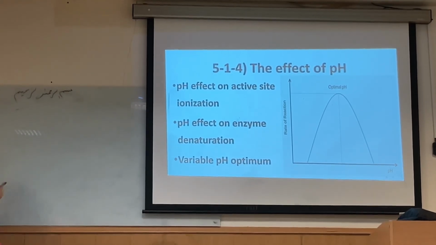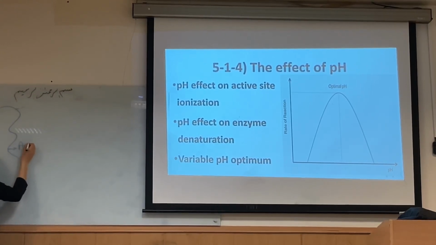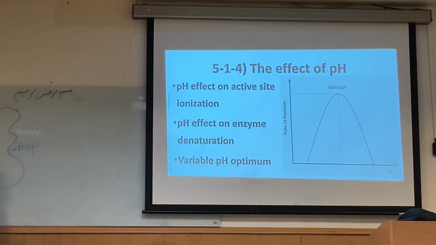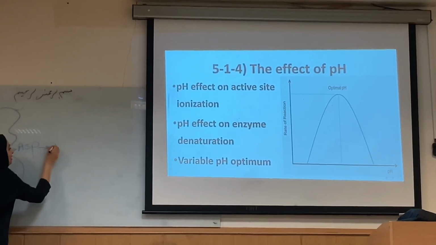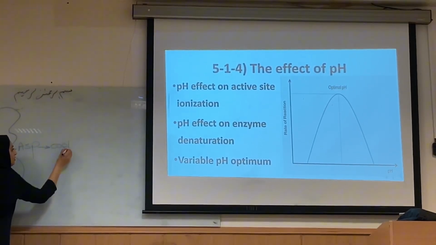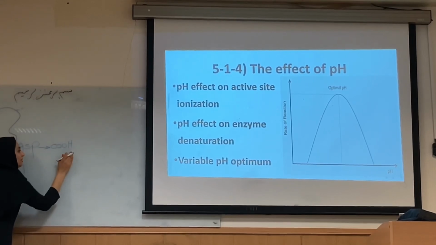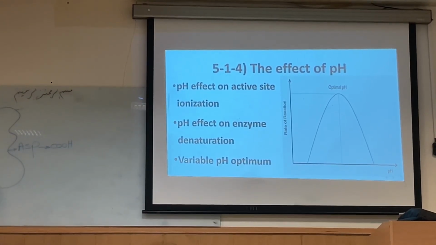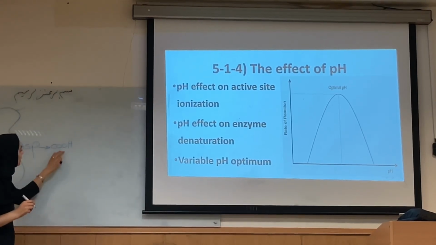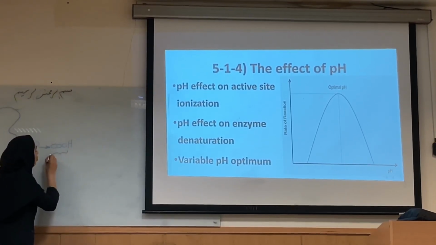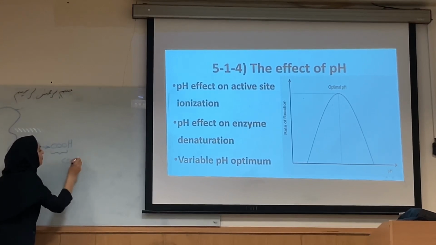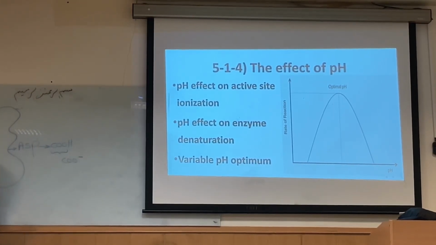Imagine, this is again our ugly enzyme, okay? And in this active site, we have aspartate. Aspartate had another COOH on the side chain. Am I right? It was an acidic amino acid. For working, we need this COOH to be in the form of COO minus.